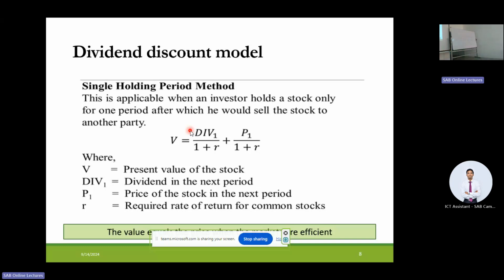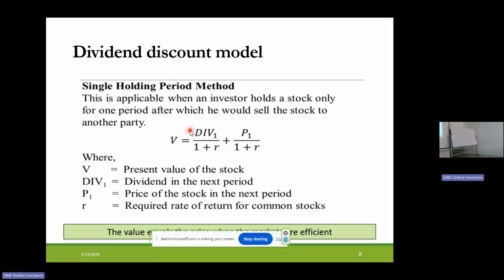This is our discount factor. To calculate the intrinsic value, you should know the discount factor. The intrinsic value is not the discount factor. The discount factor is the required rate of return.